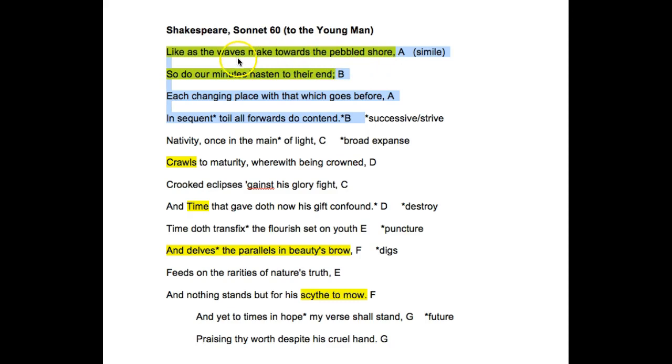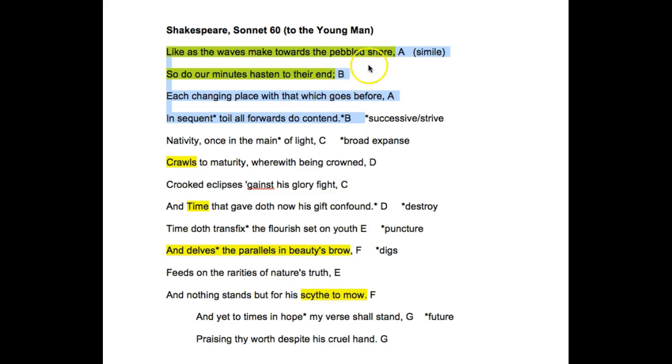And so we start with a simile, "Like as the waves make towards the pebbled shore, so do our minutes hasten to their end." He's comparing waves slowly approaching the shore to the minutes of our life passing slowly until they reach an end.